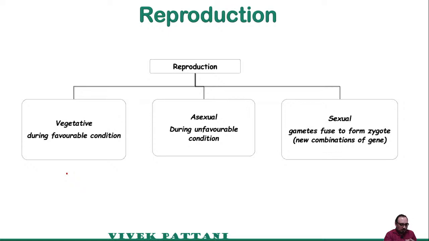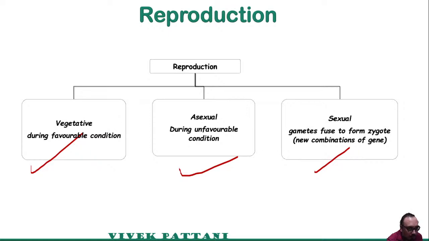One is in the vegetative form, usually occurs in the favorable condition. Second one is the asexual form, which generally occurs during the unfavorable conditions. And the third one is the sexual form, where gametes fuse to form zygote and new combinations of genes are formed. So simply vegetative, asexual and sexual forms.